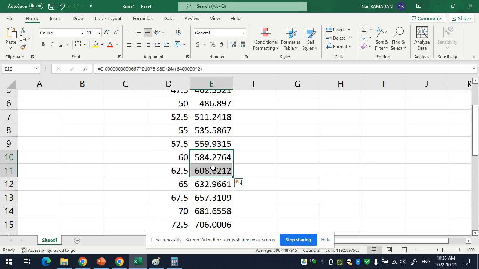Yep, you're right in between what? 681 and 706. Does that make sense? There you go. So whenever you want, you can always use Excel to check your answers. Okay, so let's go back to the notes.